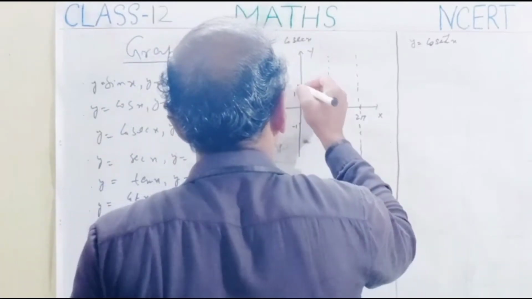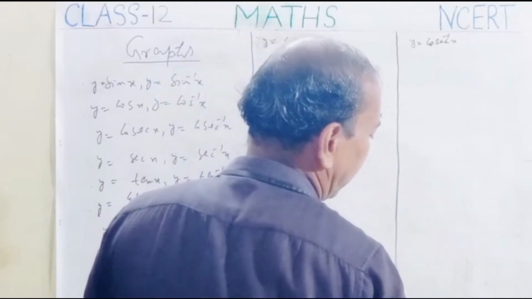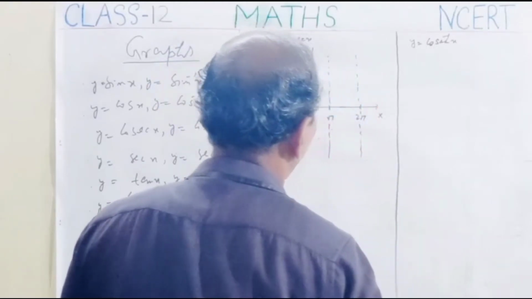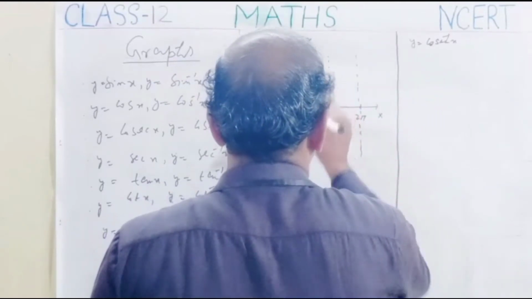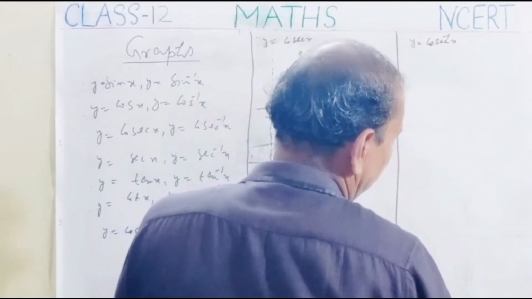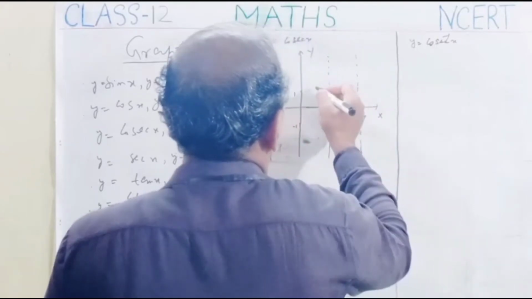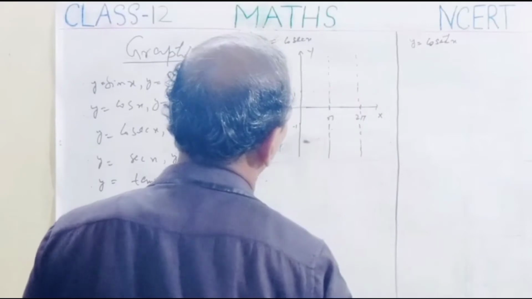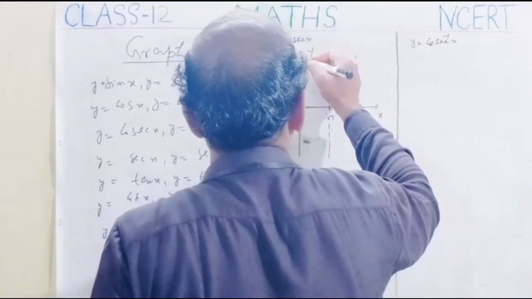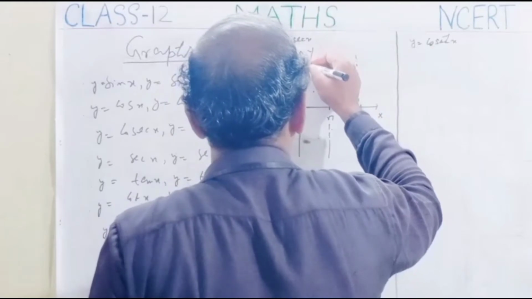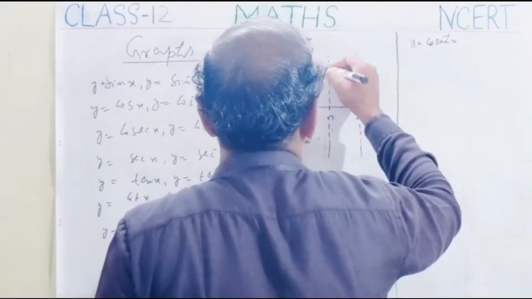So what is the value? The value is given at this point. At pi by 2, the value is given here. It is 1. Okay. Now it is not defined at 0 and at pi. So here the graph will be in this way. This is the graph of this function.